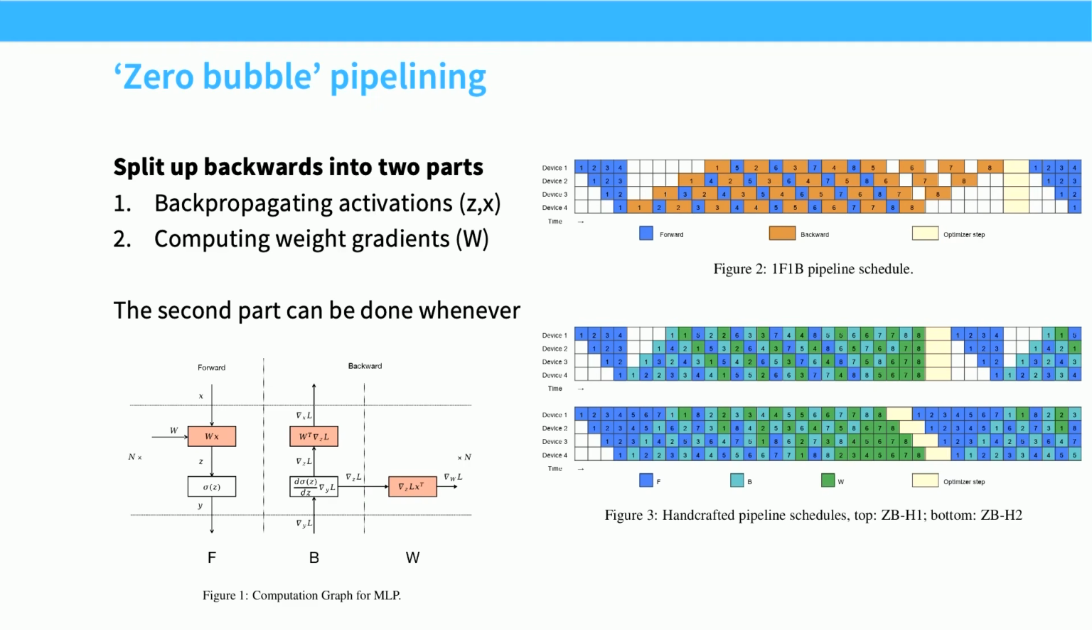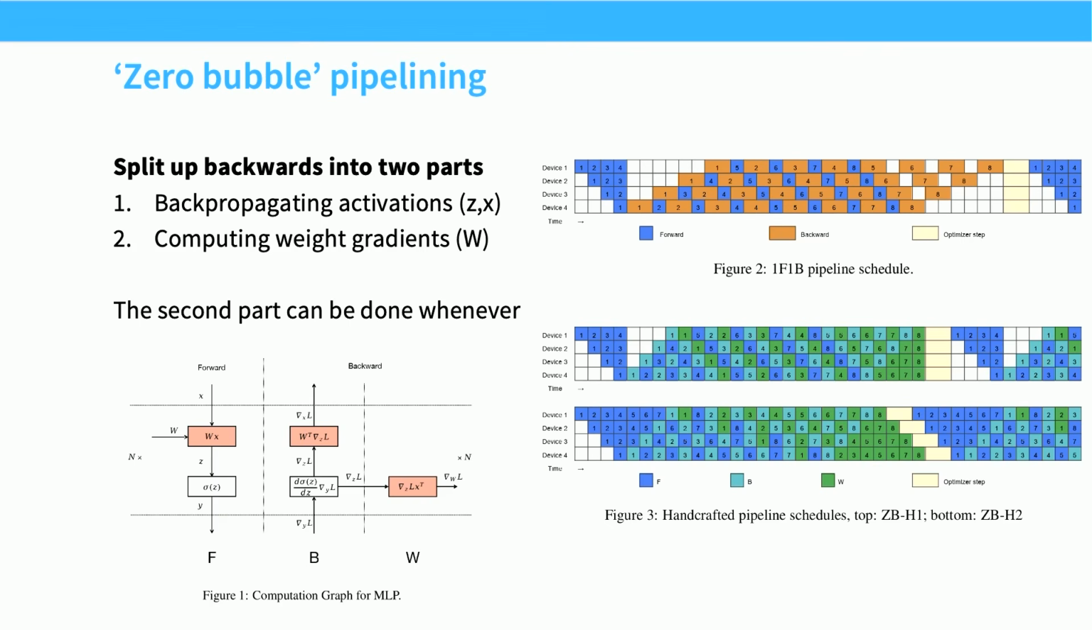The important thing about thinking about this compute graph is actually one of these two is really important for pipelines, and the other one you can do whenever. Propagating the partials backwards, right? That's very important, because your next stage can't do any work until you've propagated that signal back.